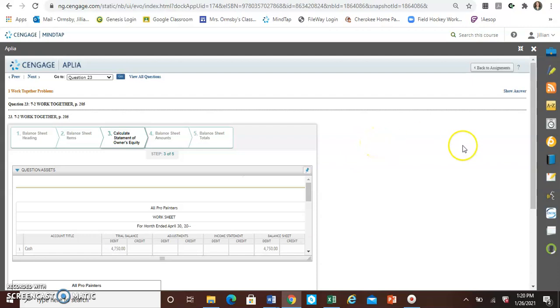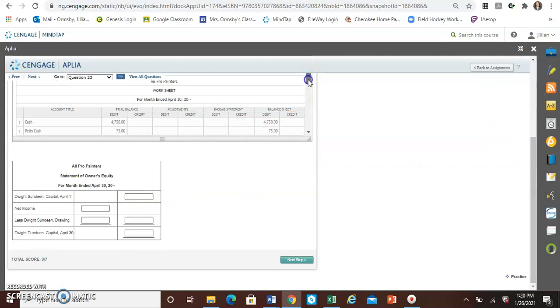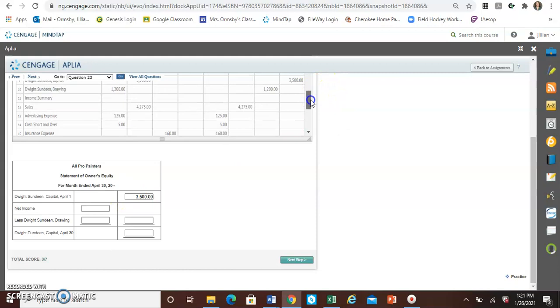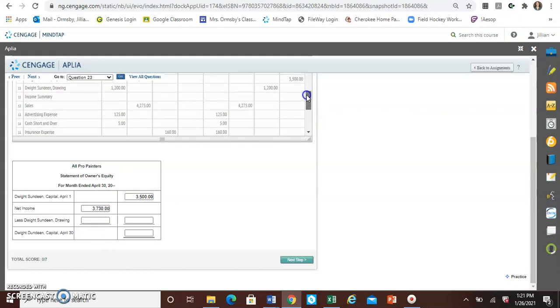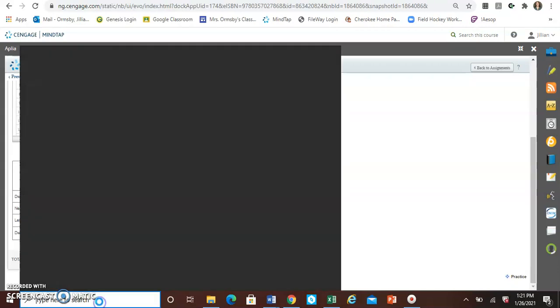Then we're going to calculate the statement of owner's equity. In order to do the statement of owner's equity, you're going to find the amount of capital in the worksheet. So 3,500. Then we're going to add in the net income. So we have the net income here, 3,730. And drawing. So we're going to find that here. Drawing is 1,200. We then need to take our calculator.